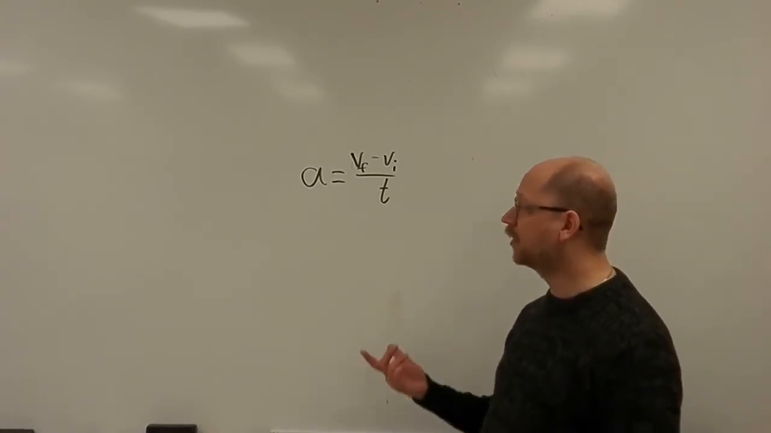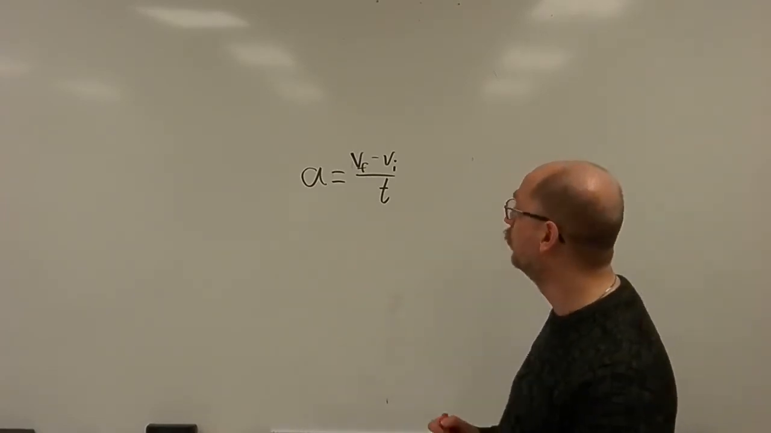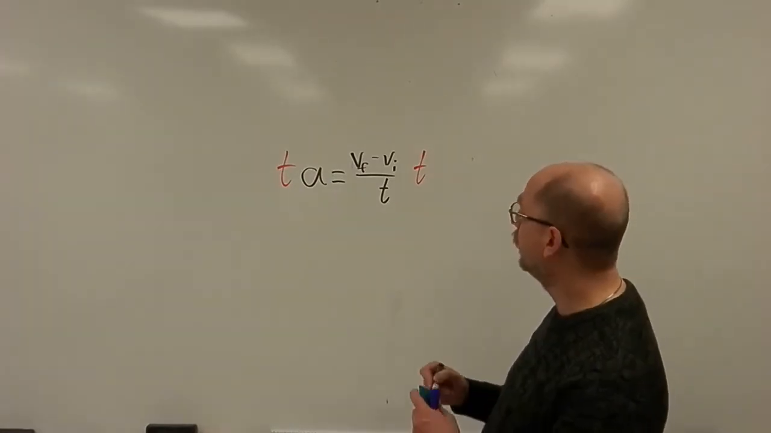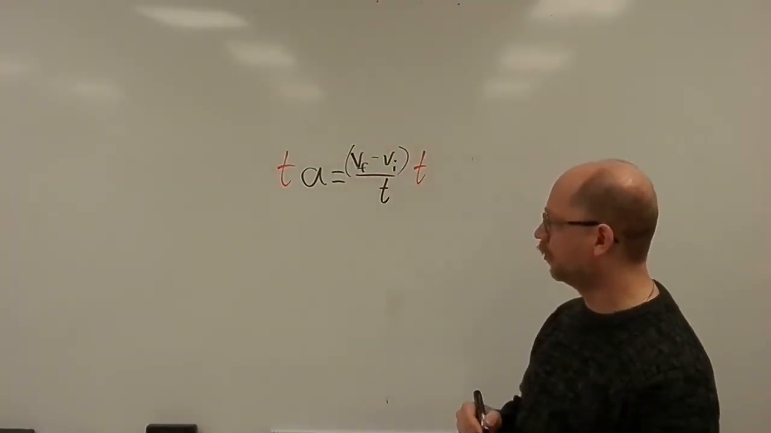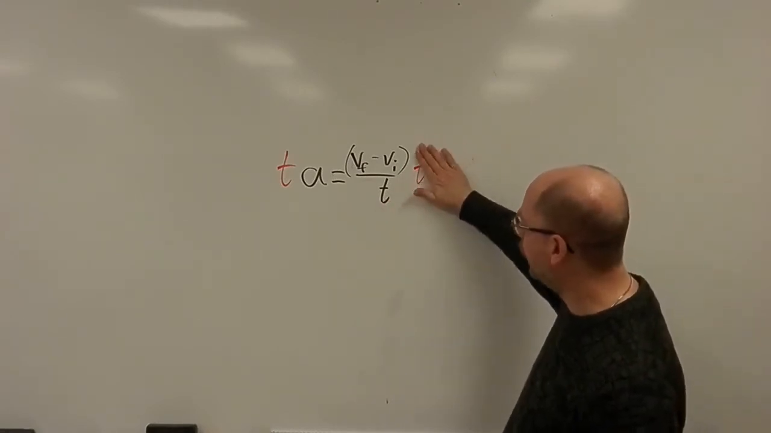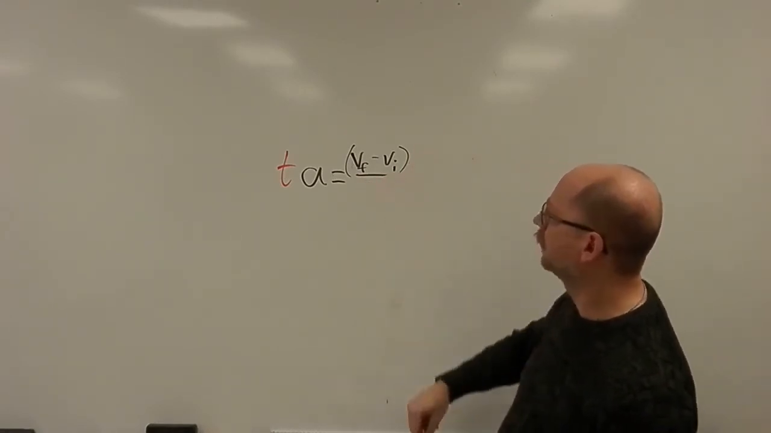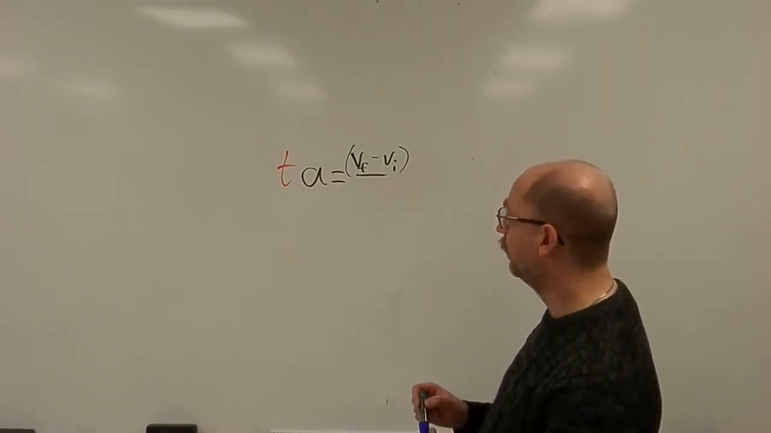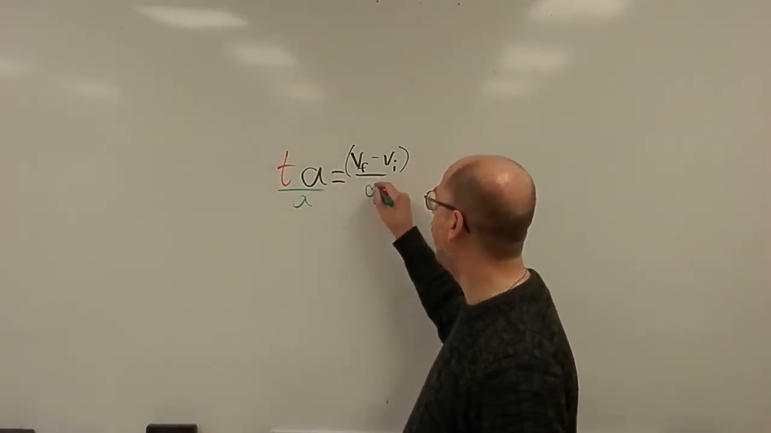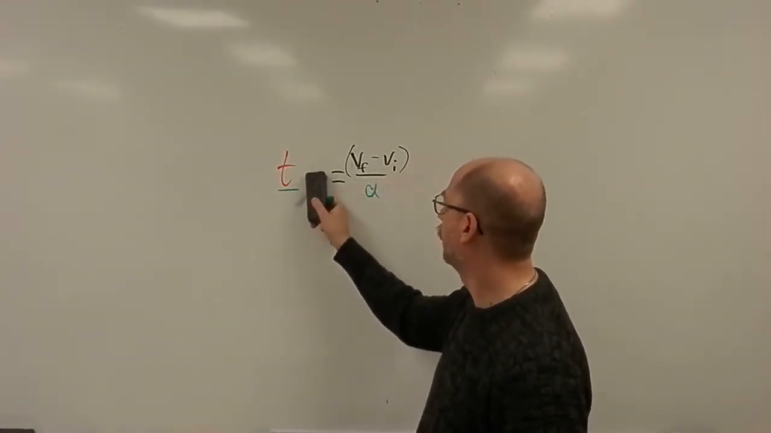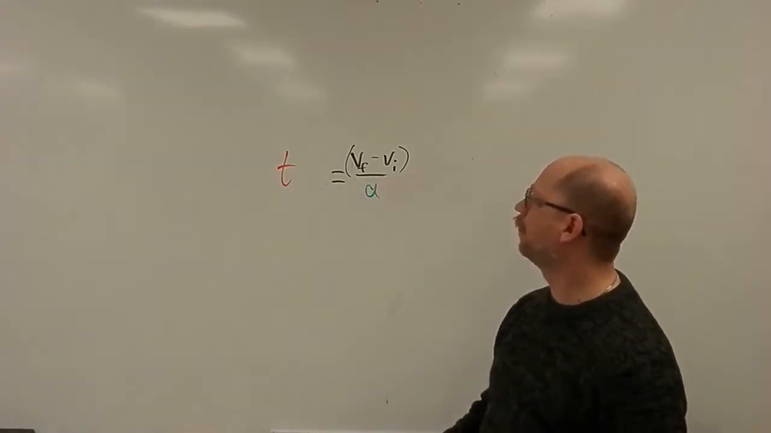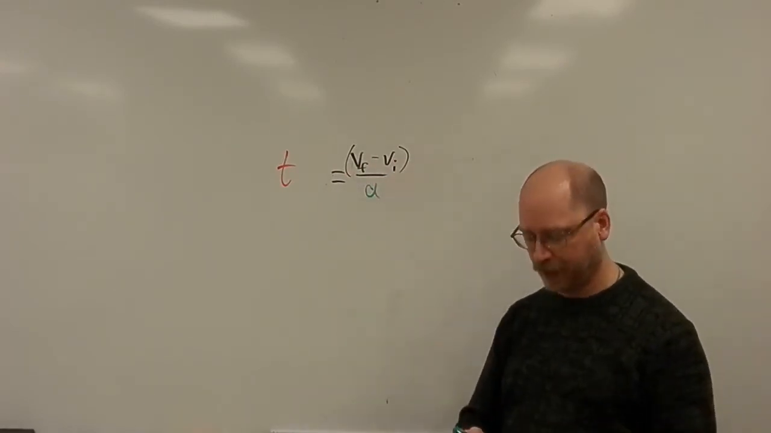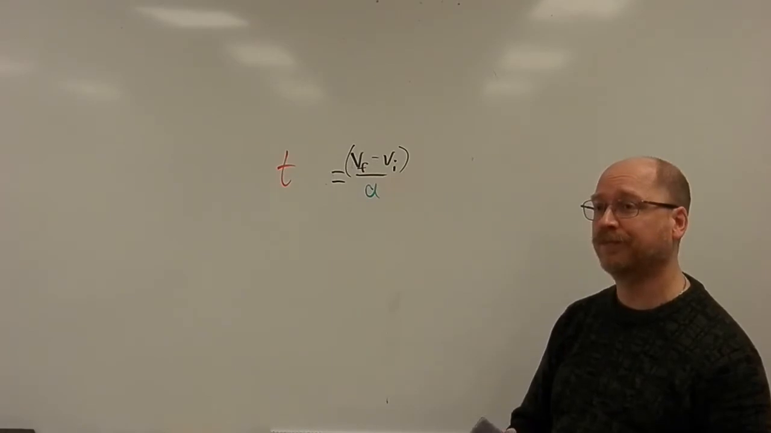So again, if I was solving for time, I would want to multiply both sides by t. Now again, you can kind of think of this stuff on the top as being in its own little brackets. t divided by t cancels out, it's equal to 1. On this side, I have t times a, divide both sides by a, and there's your formula. t equals final minus initial velocities up top divided by a, the acceleration.